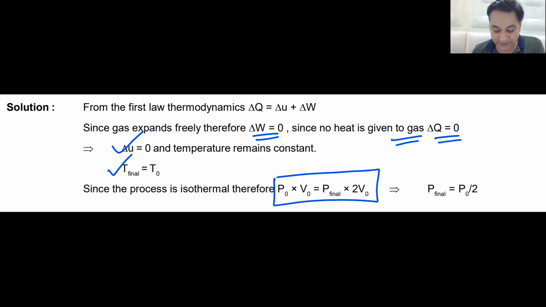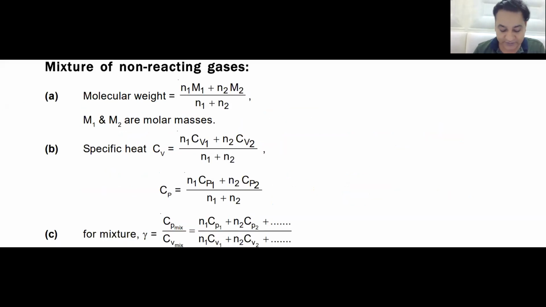Once you don't know the answer, it becomes a pretty difficult one. I'll just show you these simple things. You know this? Gamma for a mixture. Just keep this in mind.